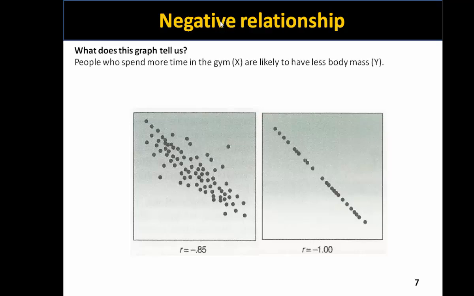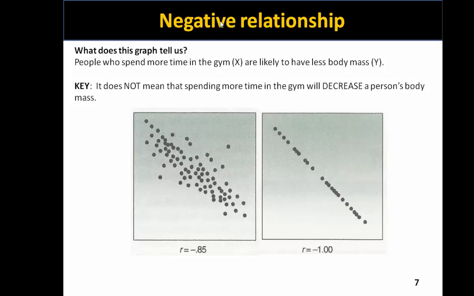And so in these graphs, we're going to examine people who spend more time going to the gym. Are they likely to have less body mass? Are they likely going to weigh less? And so the key here, once again, is that this type of approach does not establish cause and effect. So it does not necessarily mean that by spending more time in the gym, it will decrease a person's body mass. A different research design would have to be incorporated to establish that cause and effect relationship.